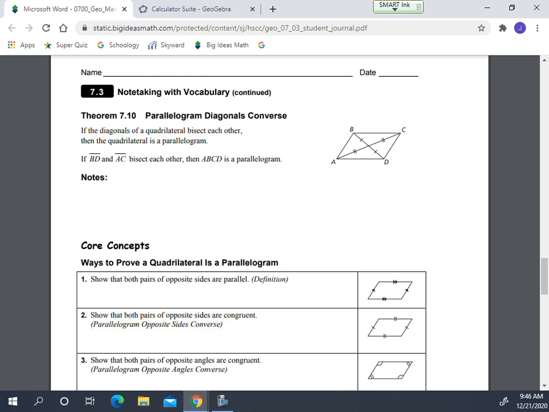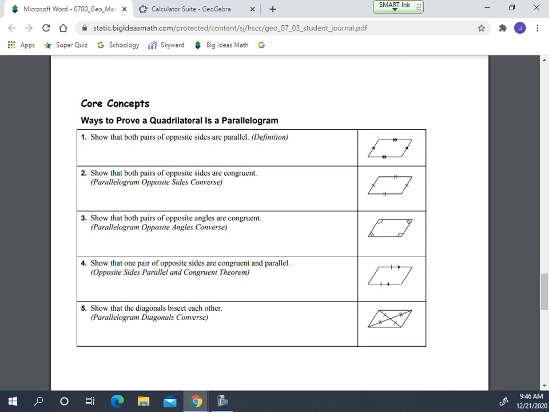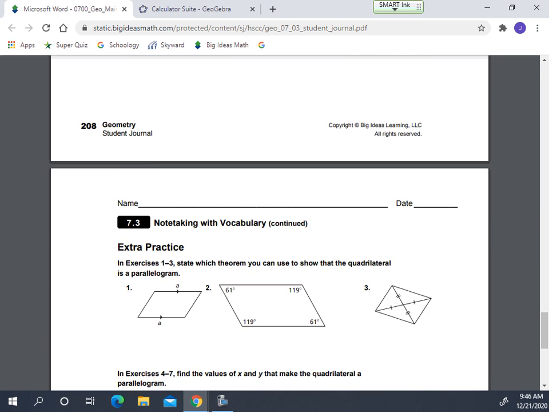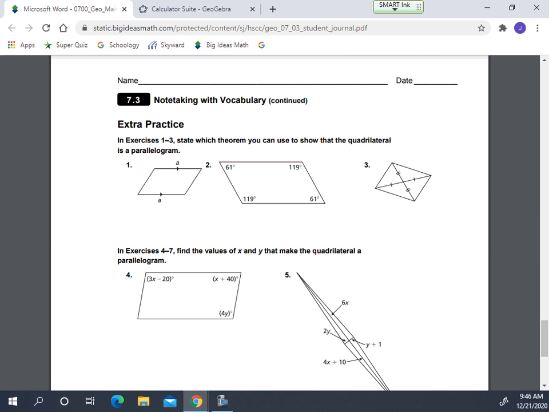Parallelogram Diagonals Converse. If the diagonals of a quadrilateral bisect each other, then the quadrilateral is a parallelogram. Okay? Here are some ways to prove it. Let's get down to business here.